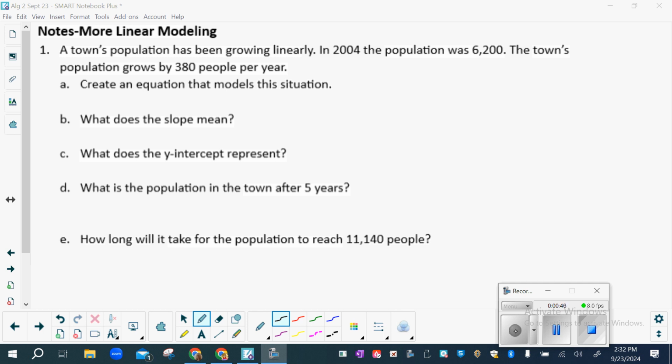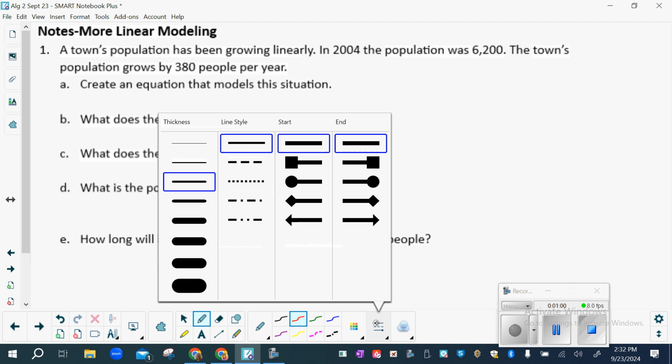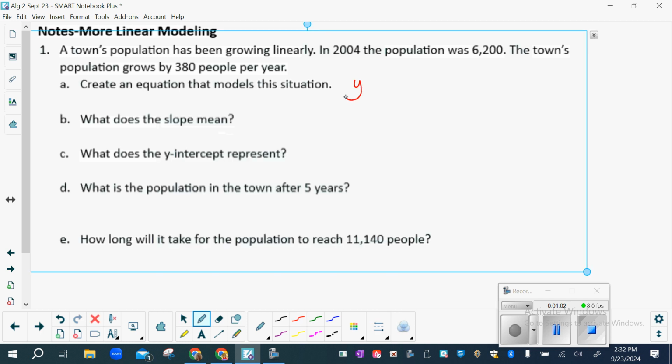So different from what we did on Friday. We're not given 2 points right away on this one; we're given the slope and the y-intercept. So we have an equation: y equals mx plus b. What's our m and what's our b here?